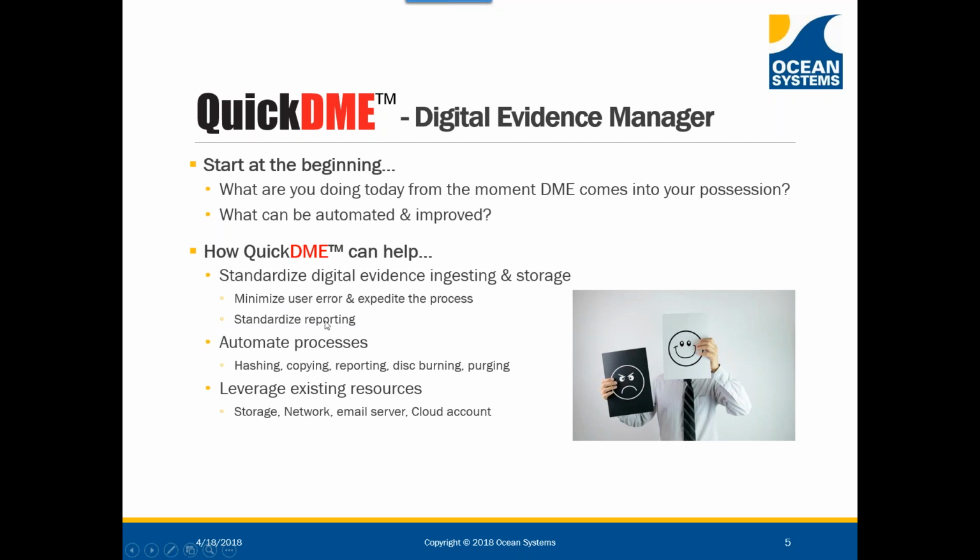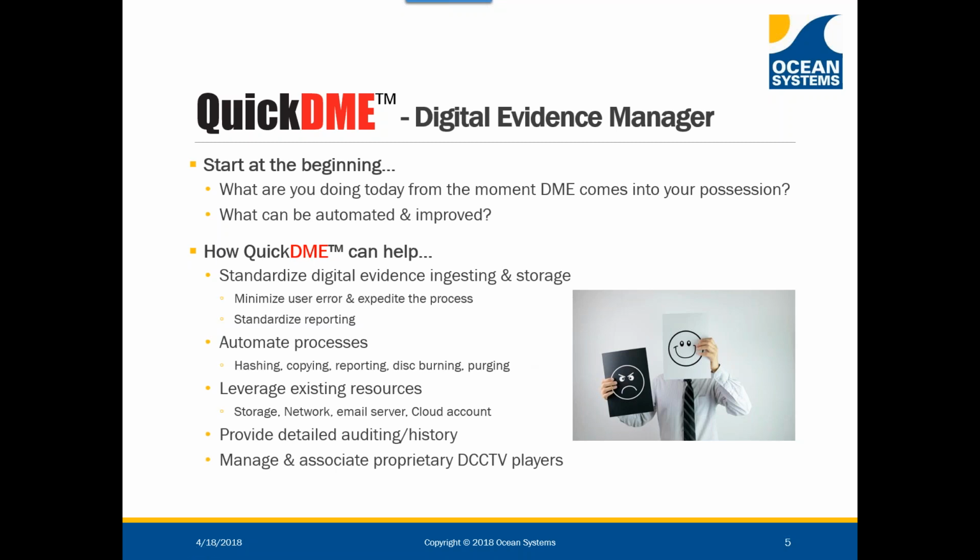Automation being a key, leveraging our existing resources, of course. So our storage, our network, our email server. If we want to leverage our own FIPS, CJIS certified cloud storage account, we can absolutely do that and expedite the process and provide fully electronic dissemination quickly and easily with QuickDME. And then, of course, we have detailed auditing and history. Essentially, QuickDME puts you, the LE contact, in complete control of all of your digital evidence and is able to expedite many of those processes.